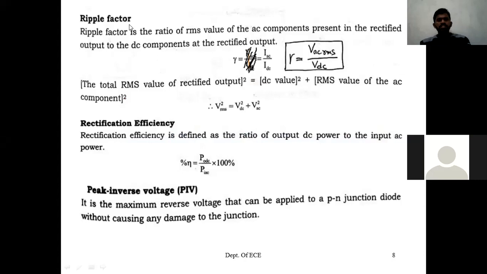So the next definition is ripple factor. Ripple factor is the ratio of VAC RMS by VDC. Anyhow, this ripple factor you can find out with the help of currents also. Different textbooks follow different definitions. Some textbooks follow the voltage definition, some follow the current definition, but I am following the voltage definition, because if voltage is there, then only current will flow in the circuit, right? So that's why I'm considering the voltage waveform.